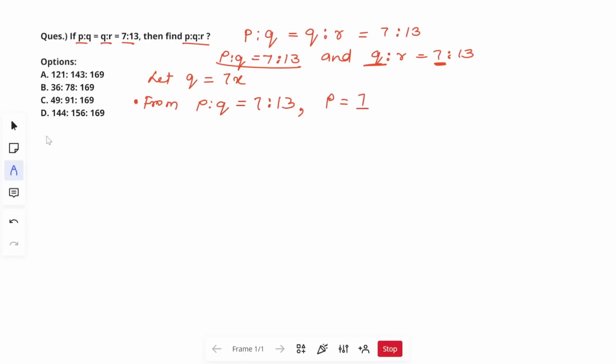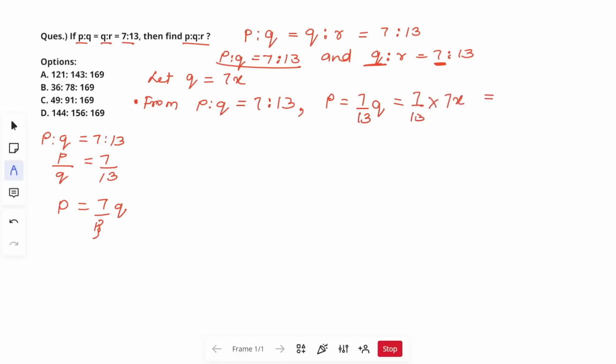I'll tell you quickly if you have not understood. P is to Q is 7 is to 13, which can also be written as P by Q is 7 by 13, right? We are trying to find out P, so P can be written as 7 by 13 Q. Then we substitute the value of Q, which we have assumed, 7x. This gives us 49 by 13 x. This is the value of P we have got.